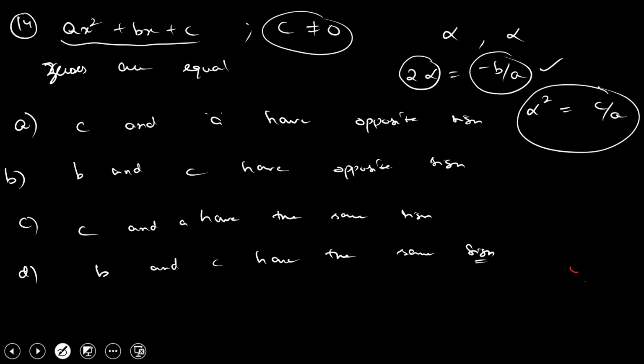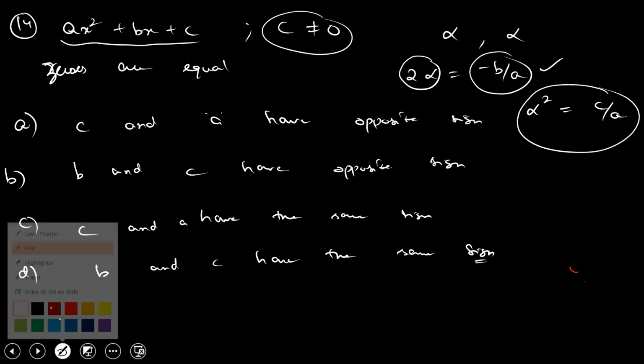When can it generate a positive value? Only when C and A both have the same sign. Suppose C is negative and A is also negative. Negative and negative will get cancelled so that the whole expression is positive. If C is positive and A is positive, then no problem at all. So what should be the right option? C: C and A have the same sign. Is it clear?